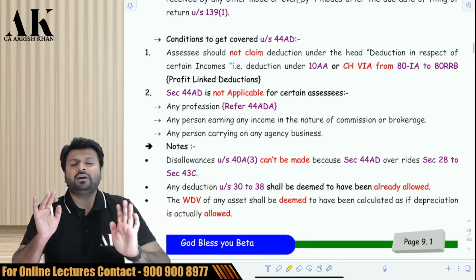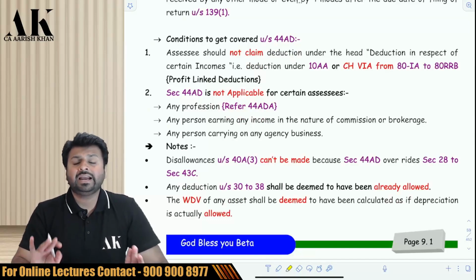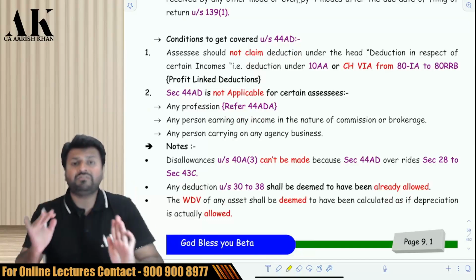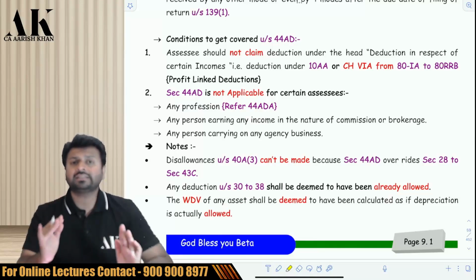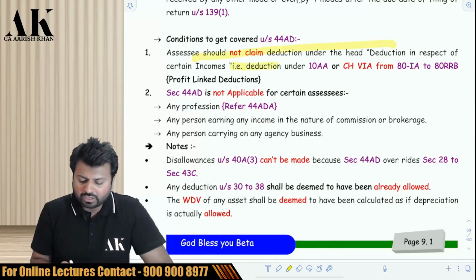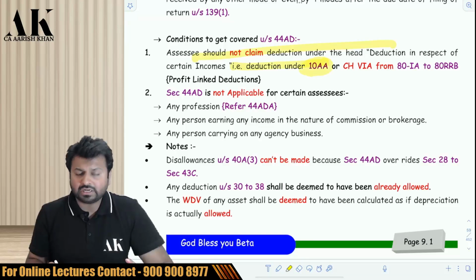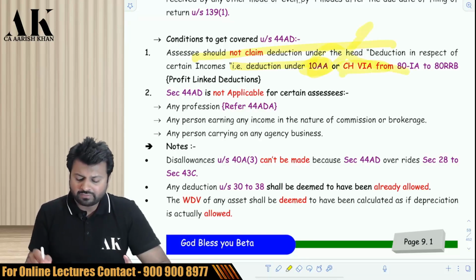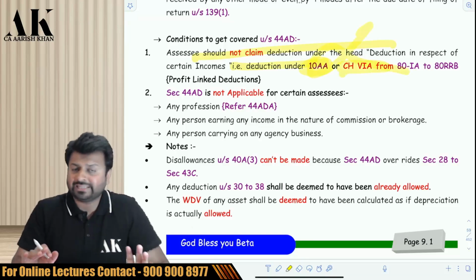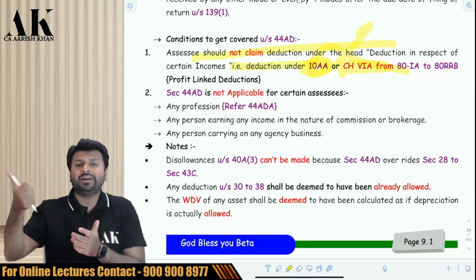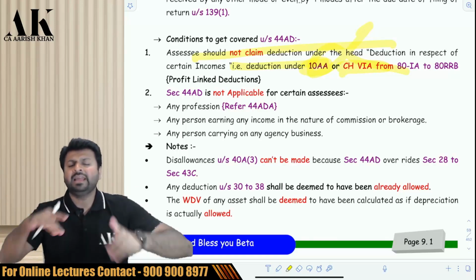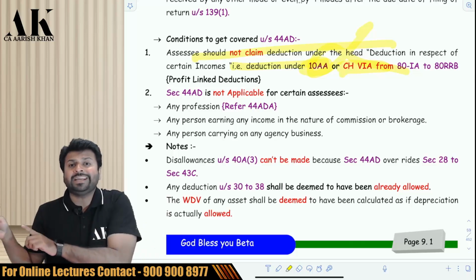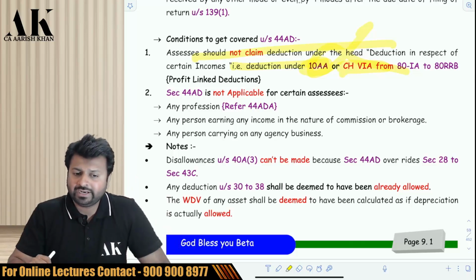Now, this benefit of 44AD is not available to certain assessees. An assessee who is claiming profit-linked deductions, under 10AA or Chapter 6A, this section is not available. Profit-linked deduction can be claimed by the assessee, but an assessee who is already covered under 80IA, 80IB, 80IC, 80ID, 10AA, these benefits the assessee is already taking, that assessee will not get the benefit of 44AD under this section.